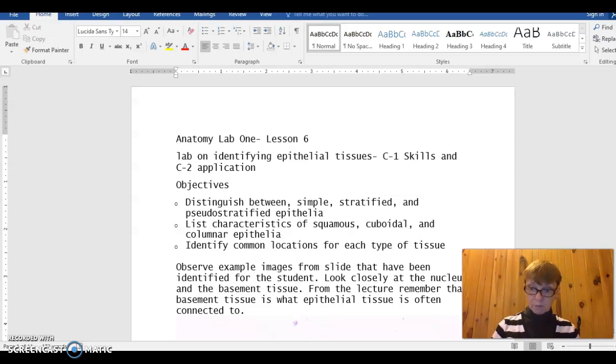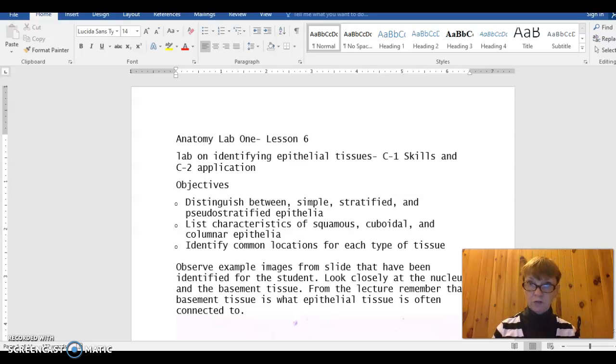And then you would also have been required to write down where you'd find these, whether it's in the cilia of the lungs or in the fallopian tubes, whether it's the lining of digestive organs, etc. So let's go over some of the examples.